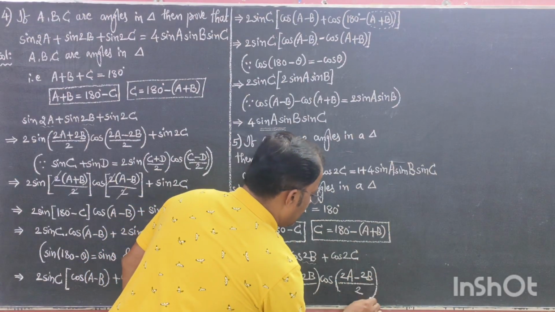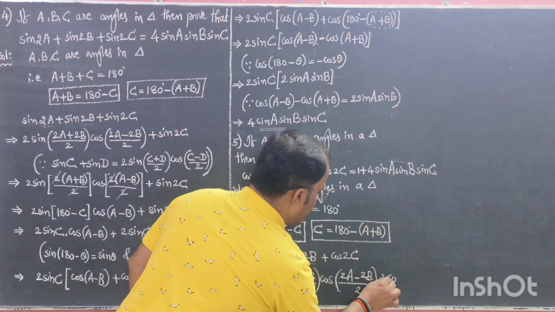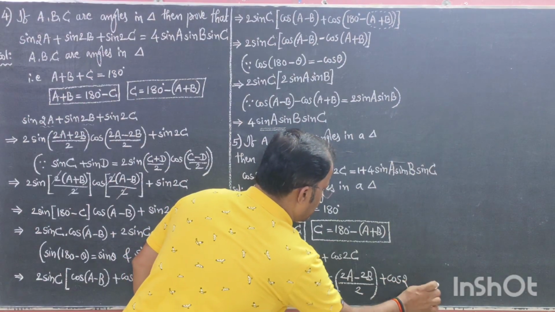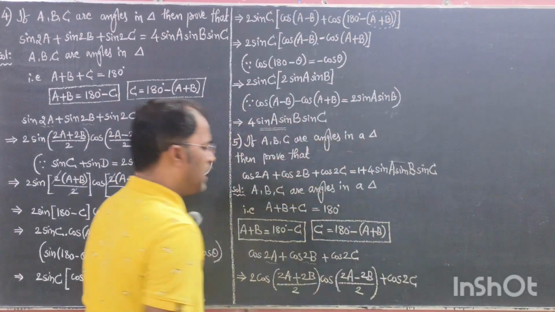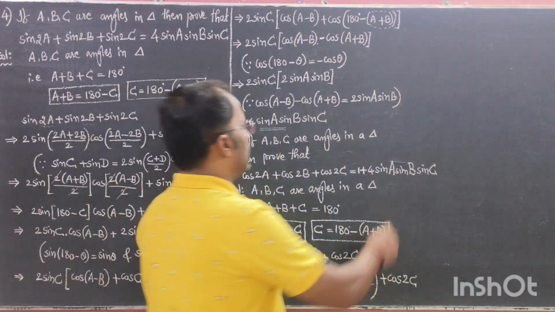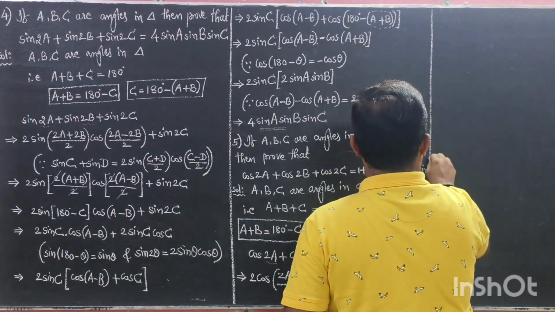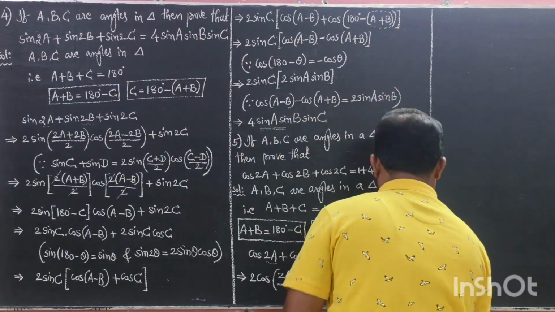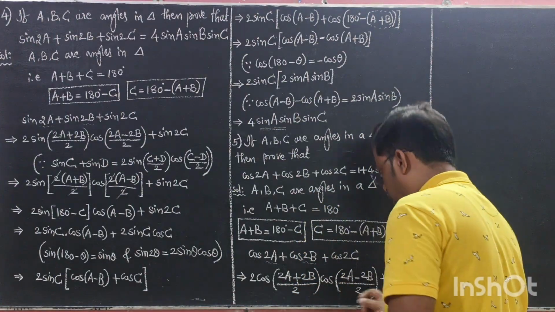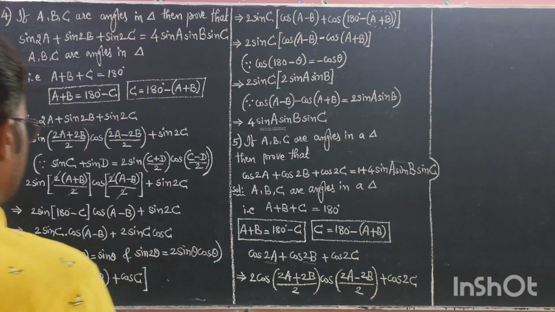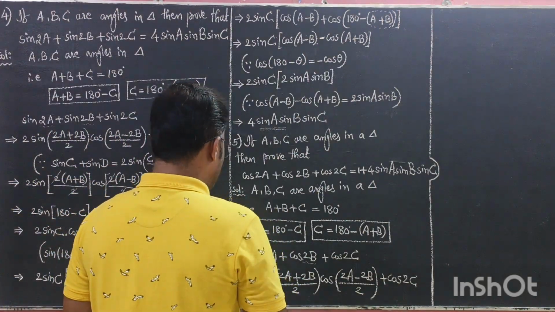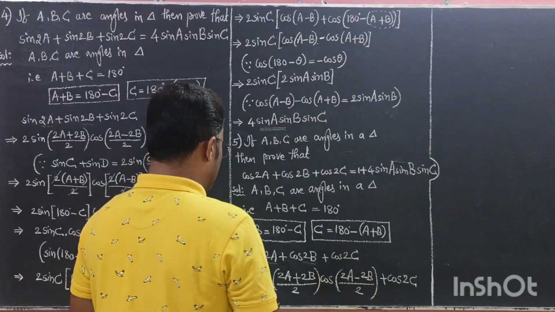And the last term again stays the same. Write the same term for 3-4 steps: cos 2C as it is. I am writing here the formula. 2 is common from the numerator and 2 is common from the denominator. What is common then? 2 of cos of A plus B, and cos of A minus B.